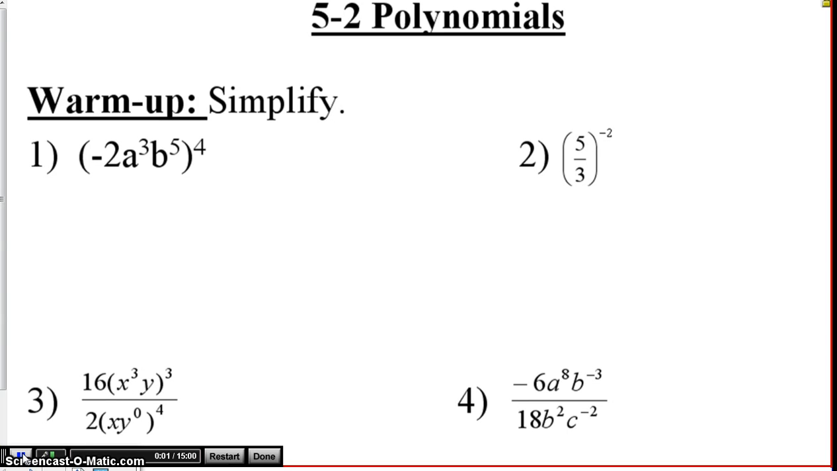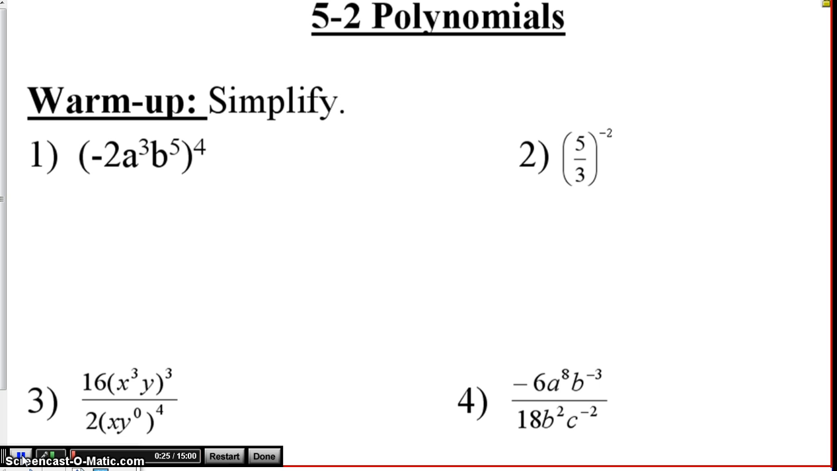We're now going to move on to section 5-2, polynomials. Before we do move on with our new notes, we're going to go over a warm-up quickly to review what we learned in 5-1. I'm going to give you a few minutes to pause your video and work on your warm-up. When you finish the warm-up, you may restart the video and check your answers to make sure that you are correct.